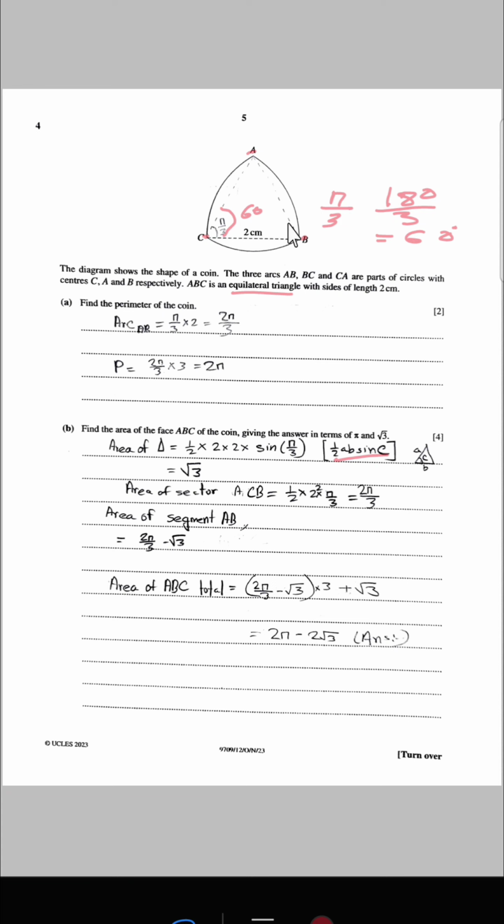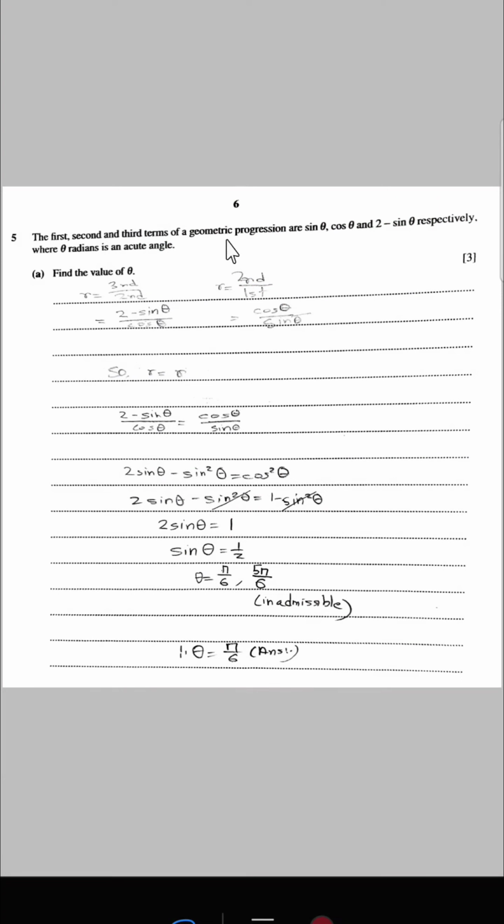Then multiply by 3 to find the total area of the segments, and as we know the area of the triangle, sum all this to find the total area. So first of all we need to find the area of the triangle, that is this equilateral triangle, then the area of the sector, then subtract it to find the area of any of the segments, then multiply the segment by 3 and add the area of the triangle to find the total area.